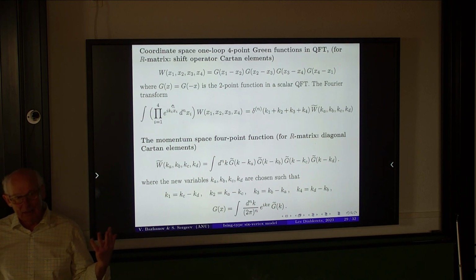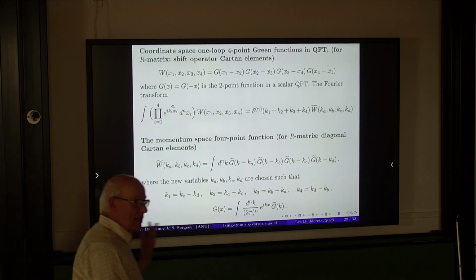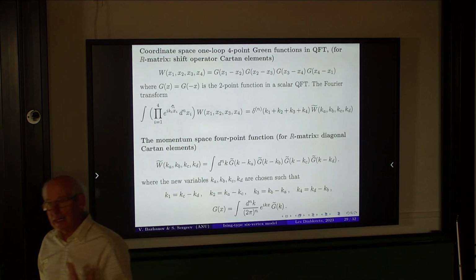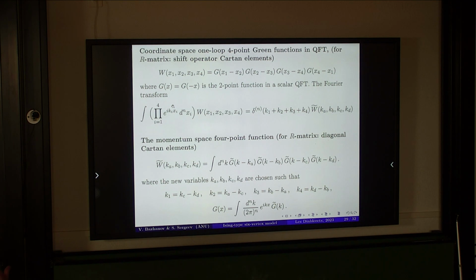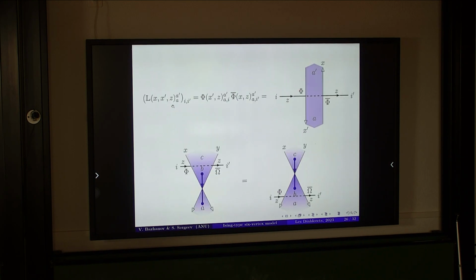So if you have an R matrix, let's make the Fourier transformation. It was a complicated expression, but we made the Fourier transformation. It has become factorized. So what I wanted to show you, some pictures.